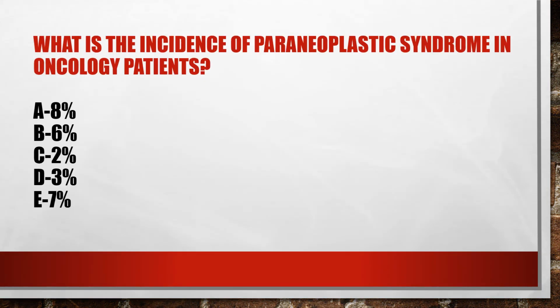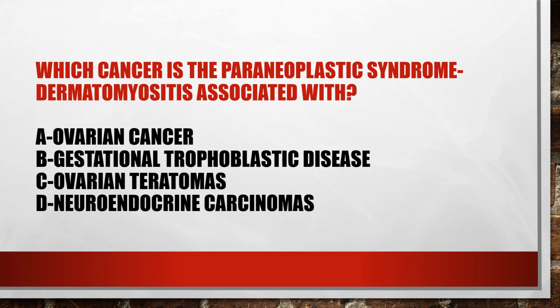What is the incidence of paraneoplastic syndrome in oncology patients? 8%, 6%, 2%, 3%, or 7%? Which cancer is the paraneoplastic syndrome of dermatomyositis associated with? Is it ovarian cancer? Is it gestational trophoblastic disease? Is it ovarian teratomas? Or is it neuroendocrine carcinomas?